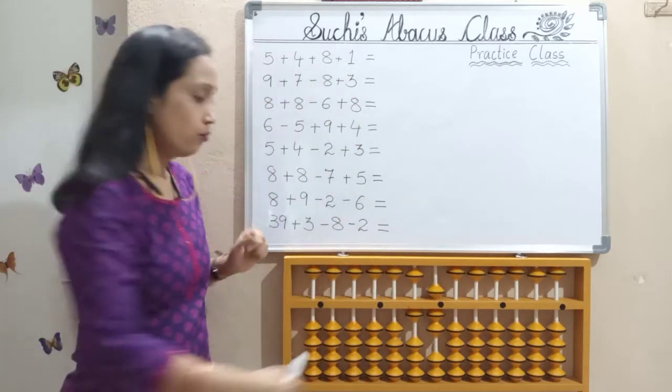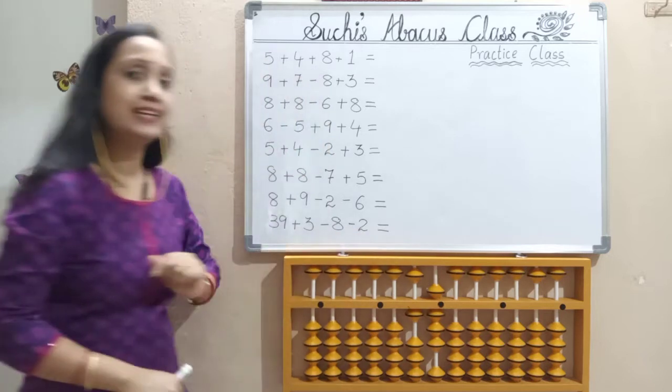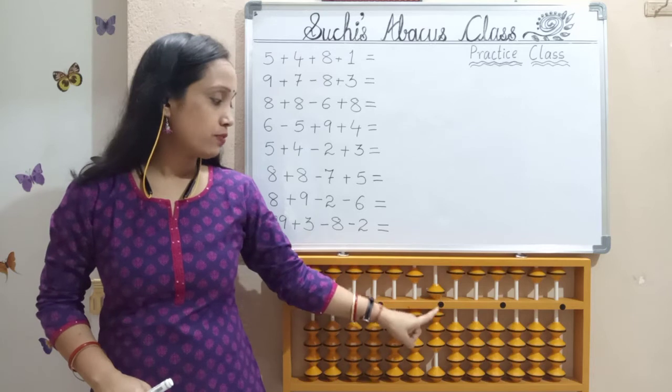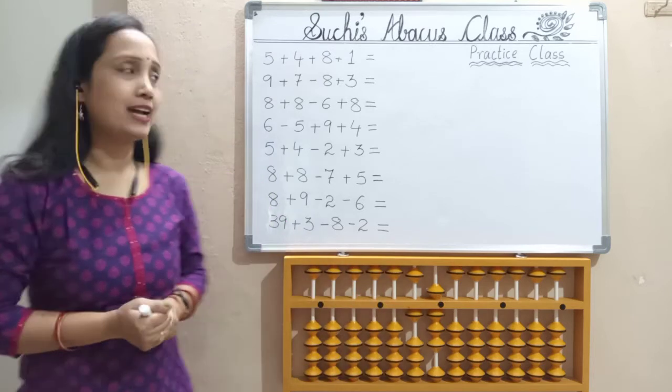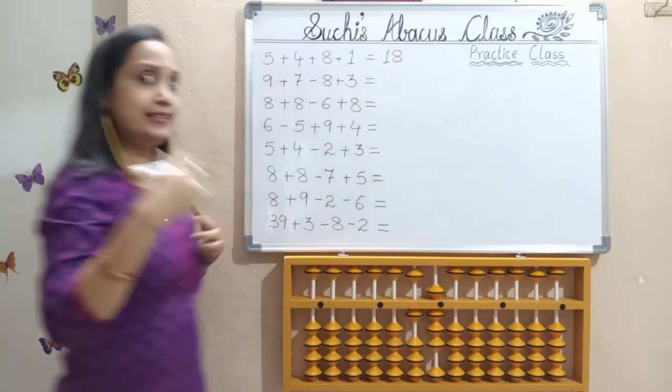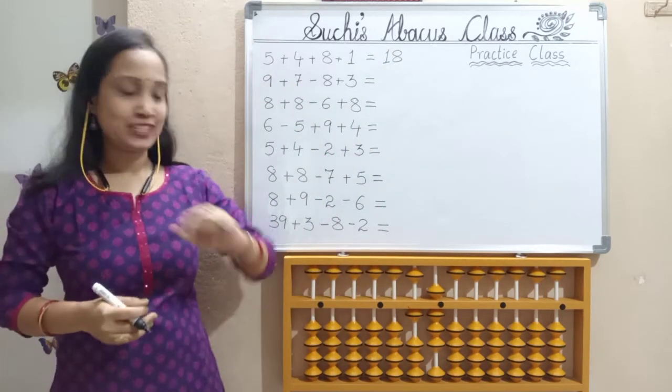Next one, add 1. 1 should come up with thumb. So, what is our answer? 10's place, it's 10. 1's place, 5, 6, 7, 8. So, our answer is 18. So, it is very easy. Just try the next one.